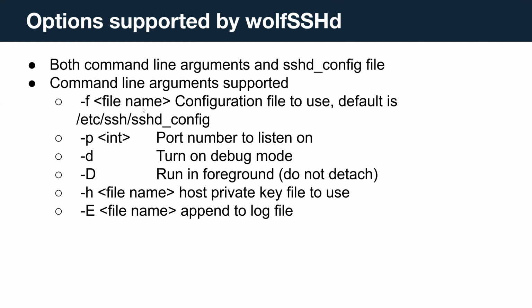Right now we have the -f to be able to set like the configuration file to use. This is like the common sshd_config. It also is looking in the same default location as what an OpenSSHd application would be looking in. And we have -p for port number, -d for debug, -D for running in the foreground, -h for loading a host private key file, and -E for setting a specific logging file.